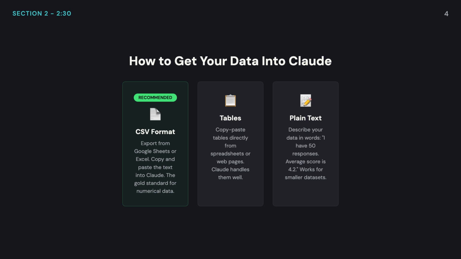Before Claude can analyze anything, you need to get your data into the conversation. The best format for numerical data is CSV, comma-separated values. If you have a spreadsheet, export it as CSV. Then copy and paste the contents into Claude. You can also paste tables directly, or type data as plain text. For large datasets with thousands of rows, paste a representative sample of 50 to 100 rows.